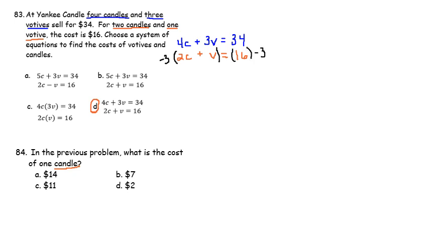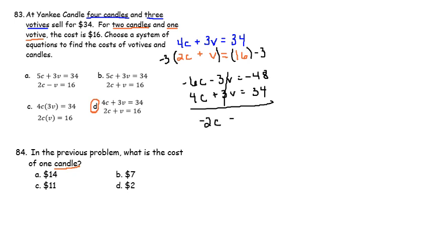So that gives me negative 6C minus 3V equals negative 48. I'm just going to copy the other equation right below it. Those are going to cancel out. That gives us negative 2C equals negative 14. Divide by negative 2, and we know that C equals 7.